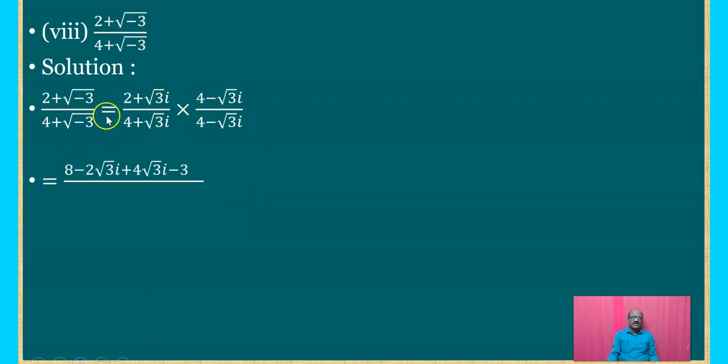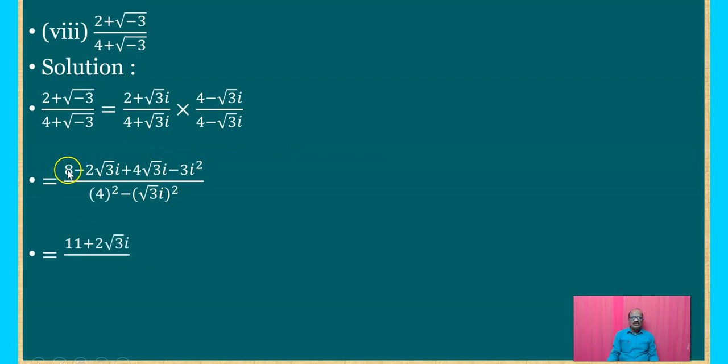2 into 4 is 8. 2 into minus root 3i is minus 2 root 3i. Next is root 3i into 4, that is 4 root 3i. Root 3i into minus root 3i, that is minus, and root 3 into root 3 will become 3i into i square. And the denominator, that is (a plus b)(a minus b), a square minus b square.